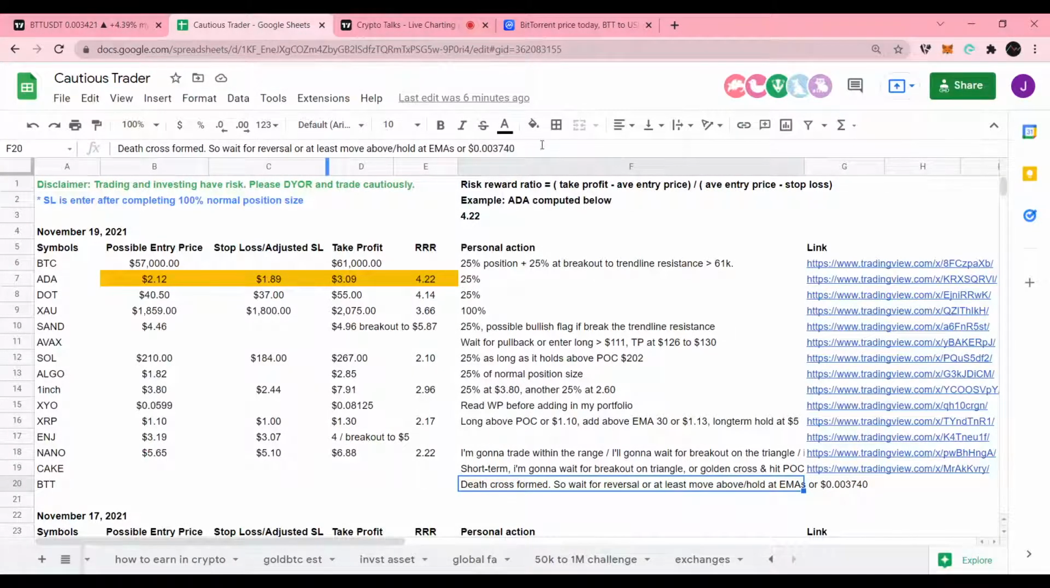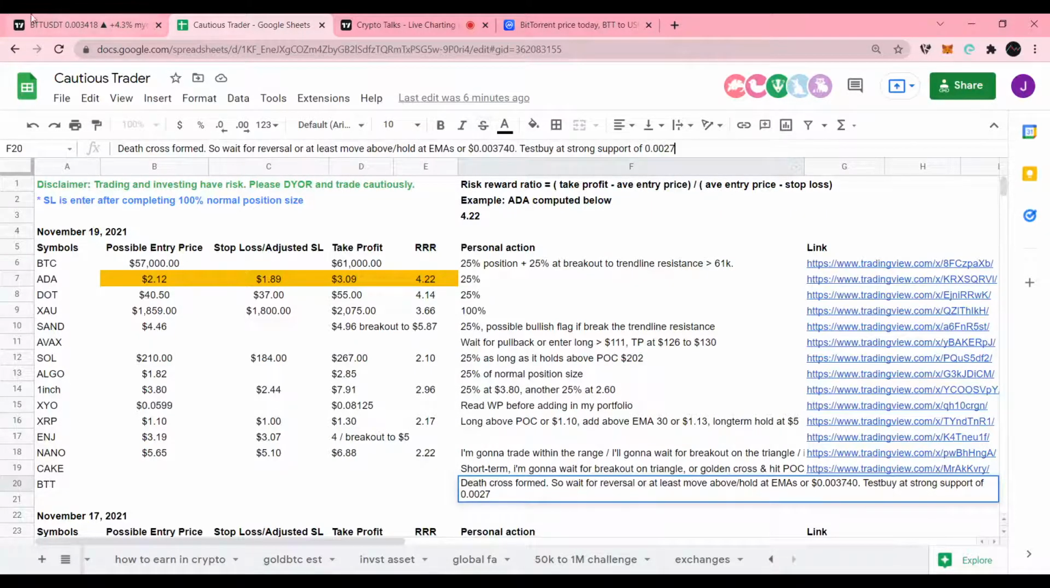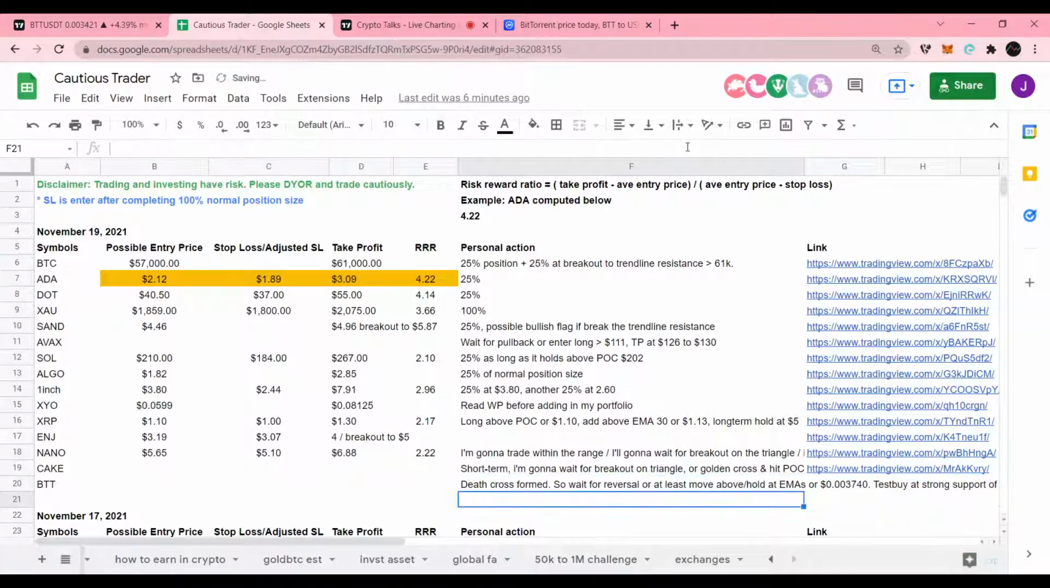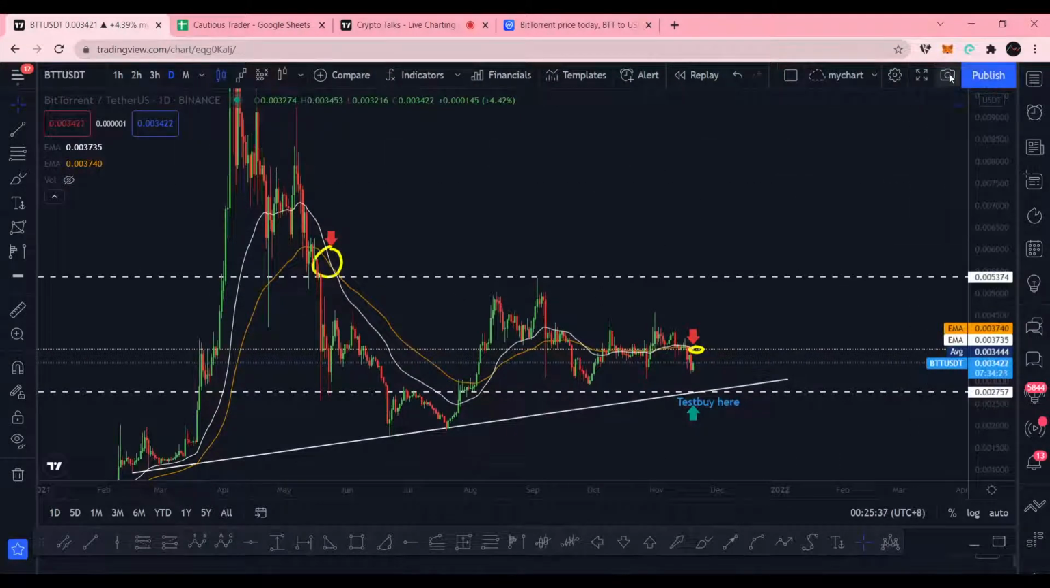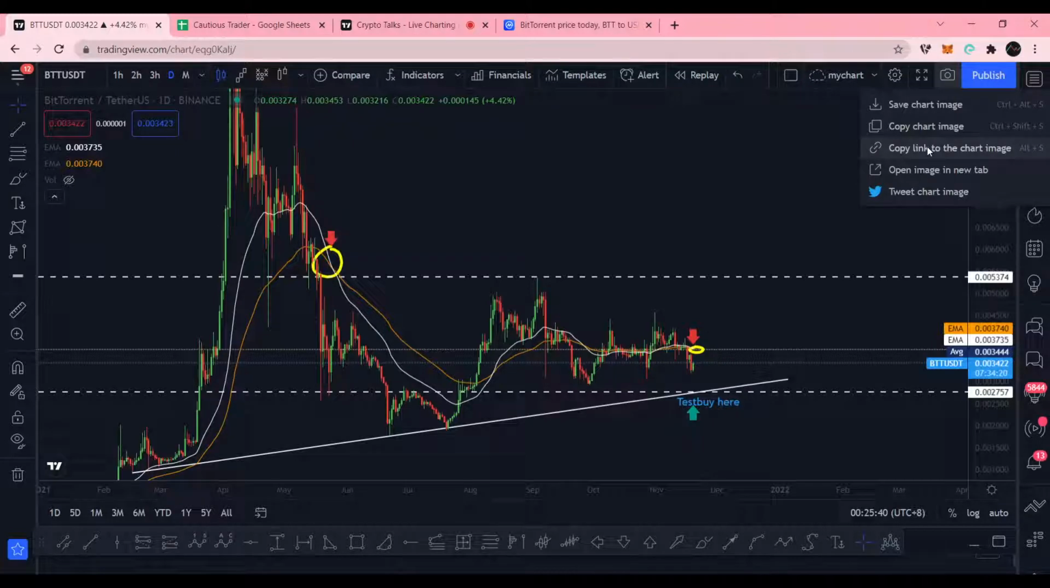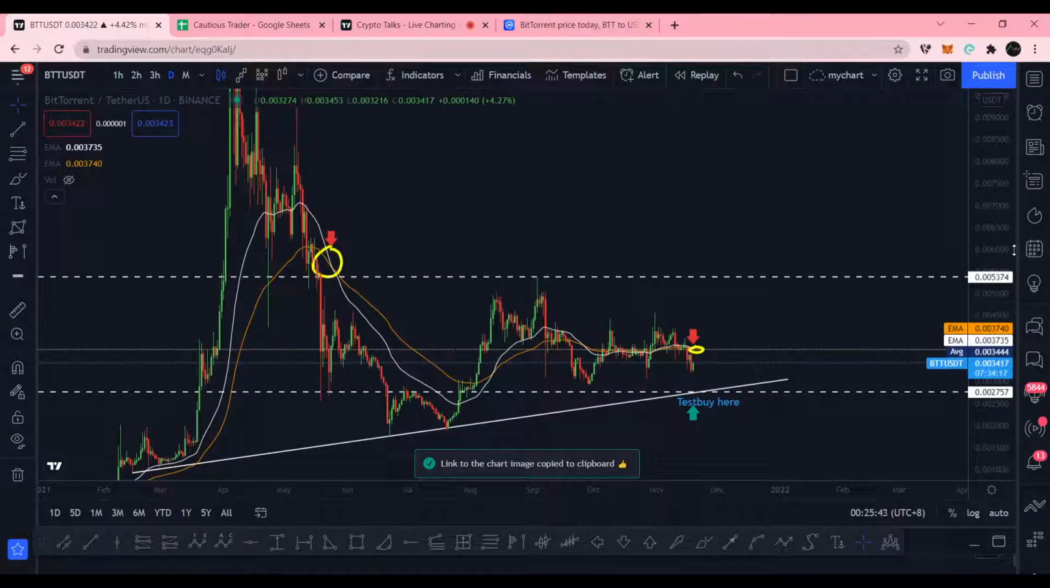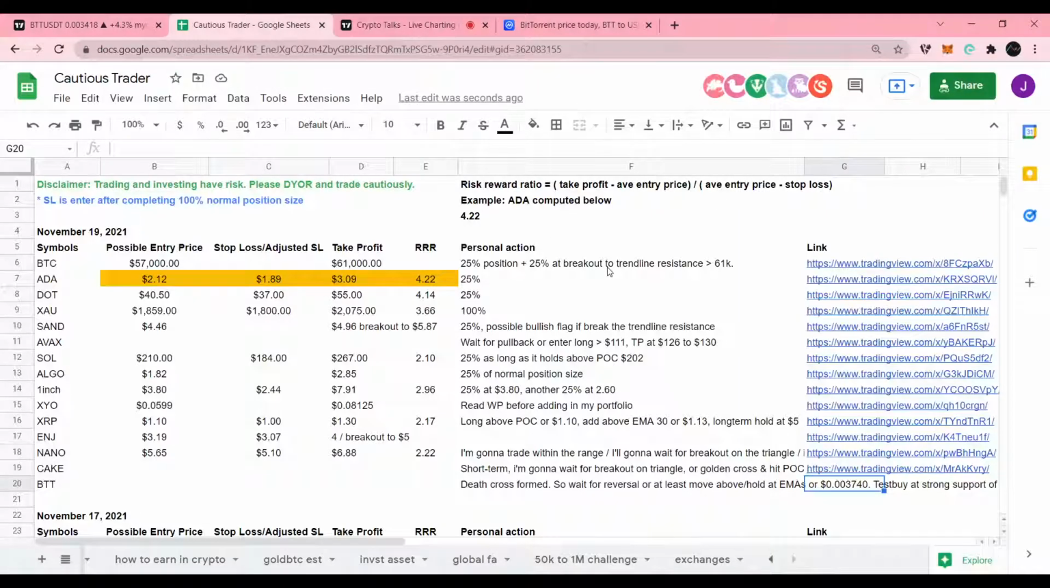So wait for a reversal move above the EMAs, slash test buy at strong support of 0.0027 something. What's that? 2757 or whatever. 2757, that's the exact level there. So I think that's it for BTT.